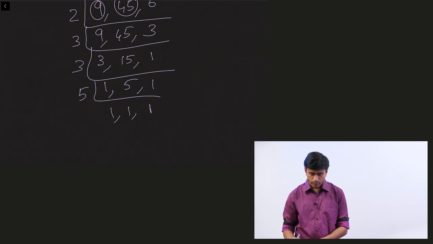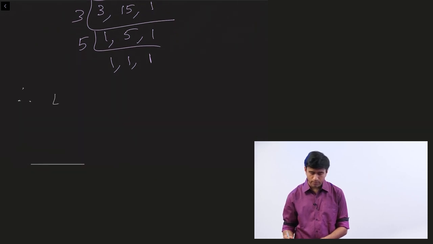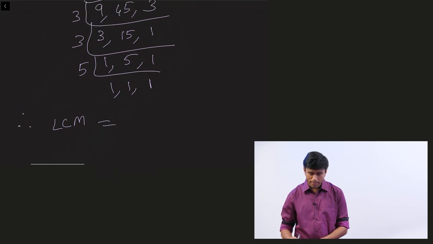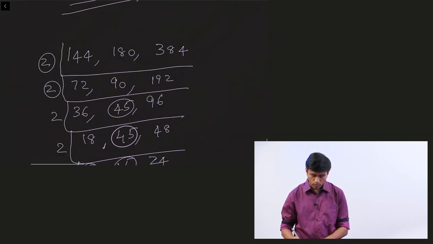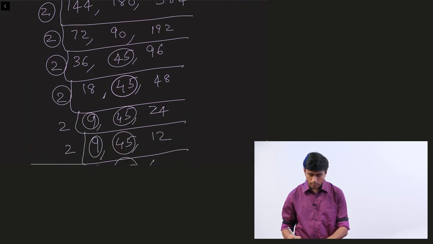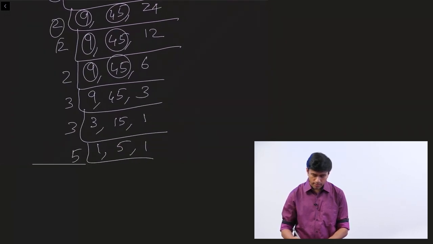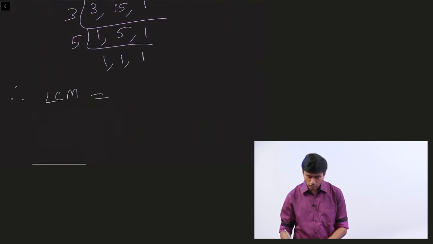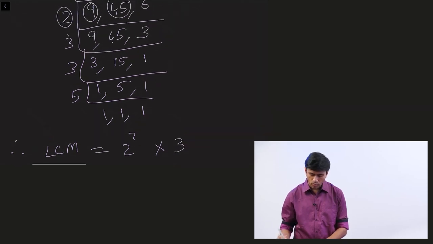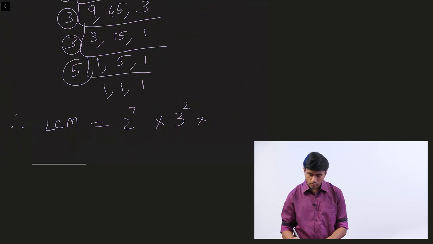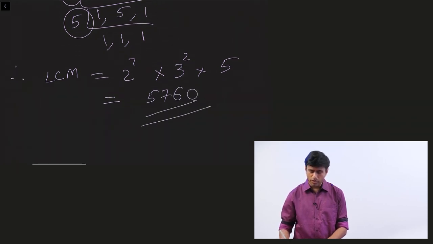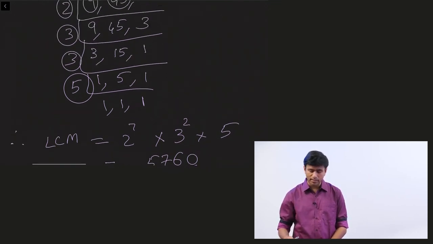Therefore, LCM is, how many 2's are there? Let's see. 1, 2, 3, 4, 5, 6, 7. So we write it as 2 to the power of 7 into how many 3's? 1, 2. 3 to the power of 2 into 5. That is 5760. So using method 1 we got 5760. In method 2 also we get the same LCM, 5760.